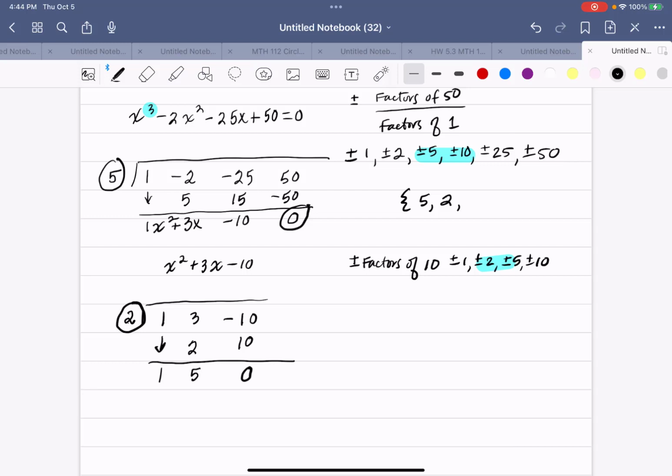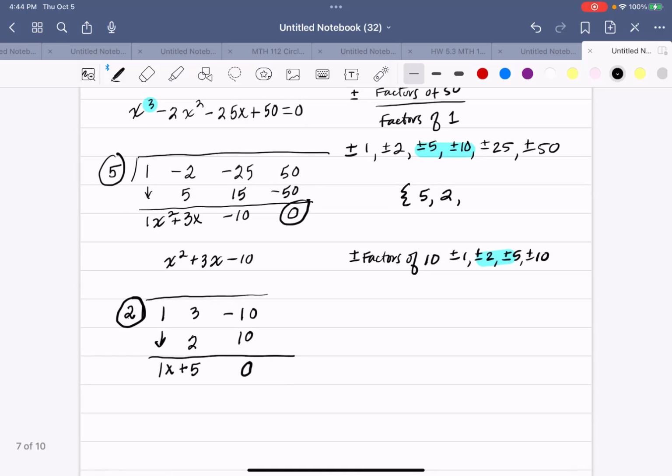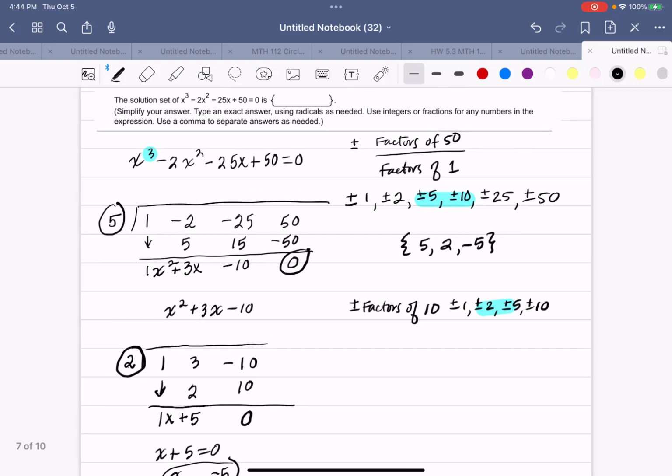Now this is reduced down from a square to a 1. So x plus 5. And I can just solve x plus 5 equals 0 to get x equals negative 5. So 5, 2, and negative 5. Now you can always check these in the original equation to make sure that they all work. And that's usually a pretty good idea.